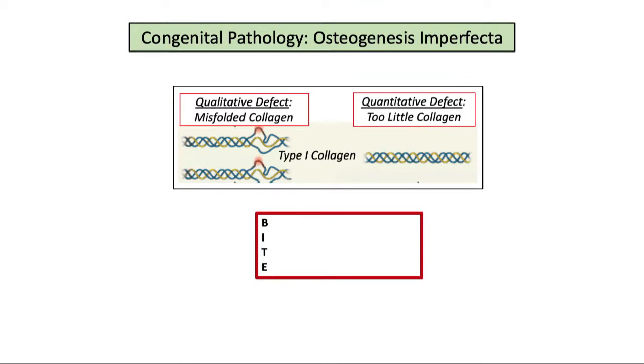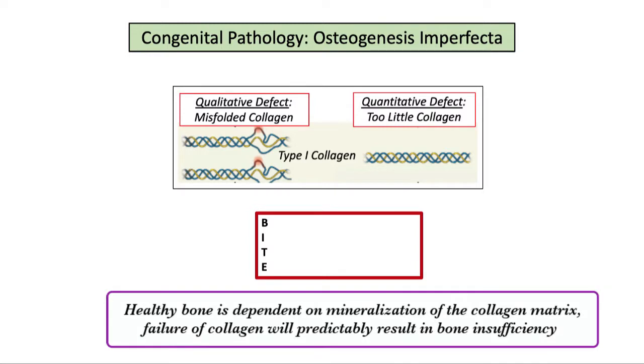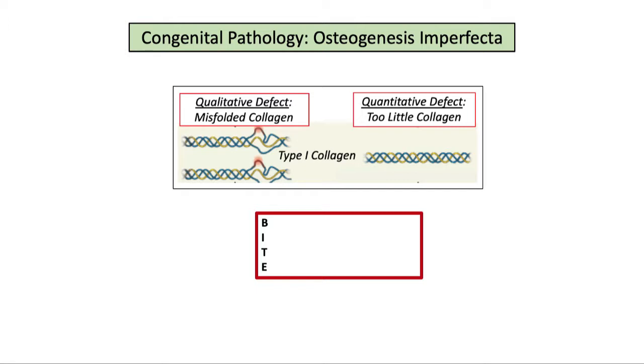OI is a genetic disorder that affects the bones and teeth. The primary defect is a failure of type 1 collagen. As depicted, the failure can be qualitative with misfolded collagen or quantitative due to decreased synthesis. As healthy bone is dependent on mineralization of the collagen matrix, failure of collagen will predictably result in bone insufficiency. A mnemonic that is useful for remembering the common manifestations of the disorder is patients can't bite.